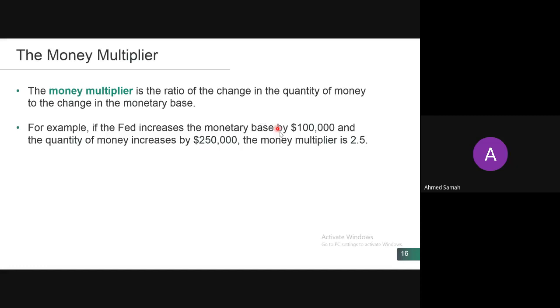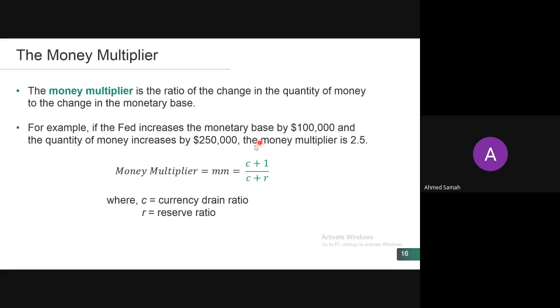So the money multiplier formula is the currency holding ratio plus 1 divided by the currency holding ratio plus the reserve ratio. Yeah, so this is the formula of the money multiplier of an economy.